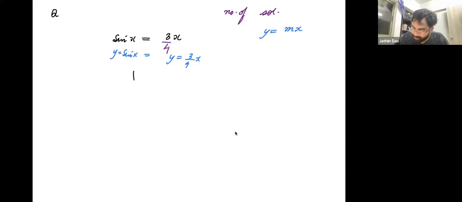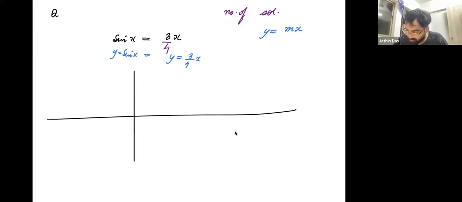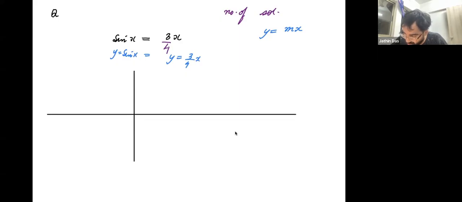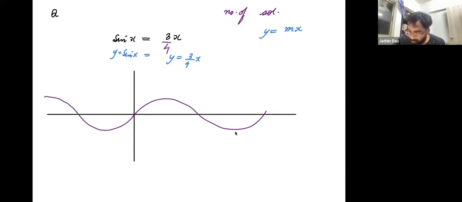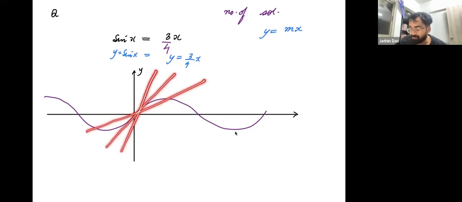Okay. Now, this is sine. Now you have to know one thing. Where y is equal to 3 by 4 x will come, we don't know. It can come like this. See, there are possibilities. It can come like this, it can go exactly like this, or it can go like this. Can you see there are three possibilities for that line to come?